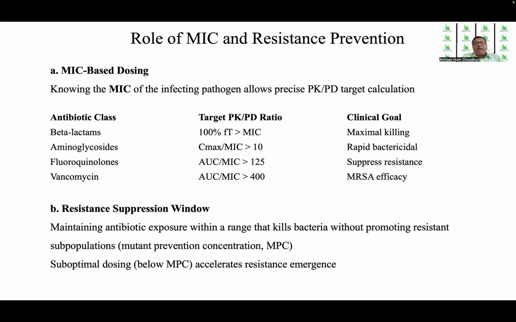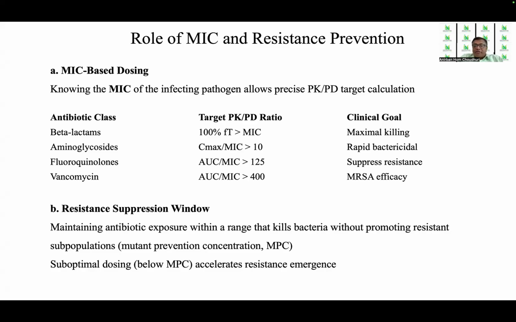Now, the role of MIC and resistance prevention. Knowledge of the MIC of the infecting pathogen allows PK/PD target calculation for beta-lactams. The target is to keep the fraction of time, fT, above the MIC at 100% of the time, although this is not possible. So we target 70 to 80% of the time. That is the interval the drug should be above the MIC level, and the clinical goal would be to maximize the killing action.